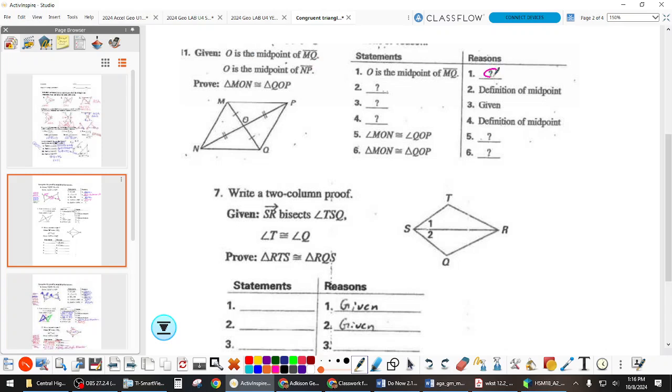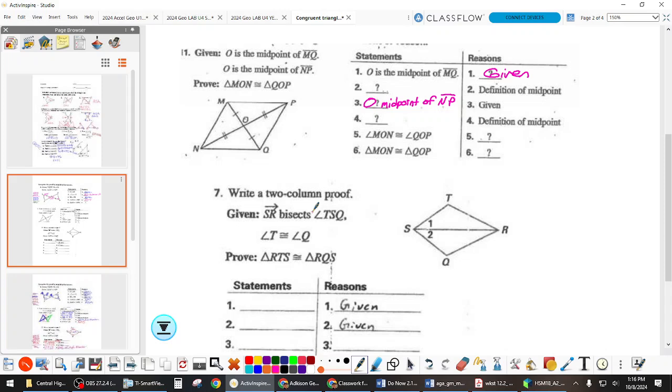O is the midpoint, that's just given. We also have O as the midpoint of NP, so where should that go? 3. Yeah. I don't like how these are split, but you can, it's not like it's wrong, but I'm not going to do mine this way.